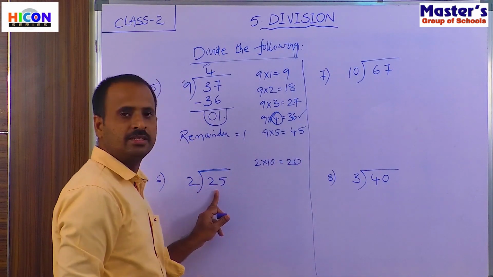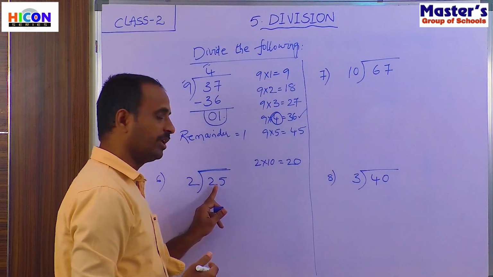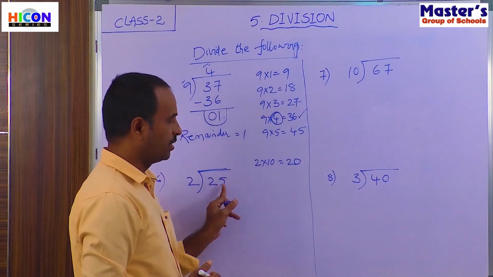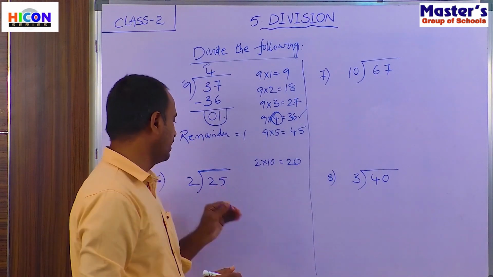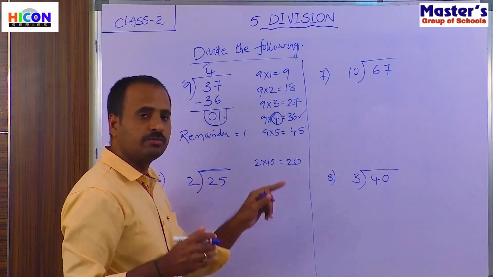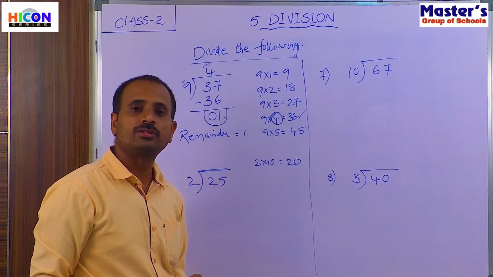But the given dividend is 25. So 25 is more than 10 times, that is, 25 is more than 20. So if the given dividend is more than 10 times the number, then what we have to do is start addition.